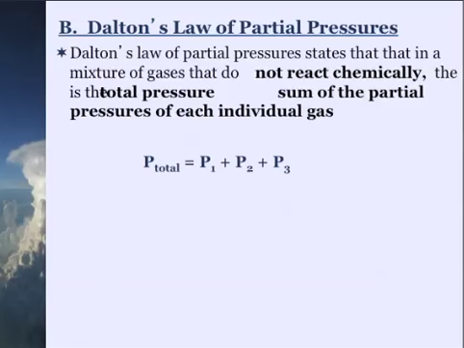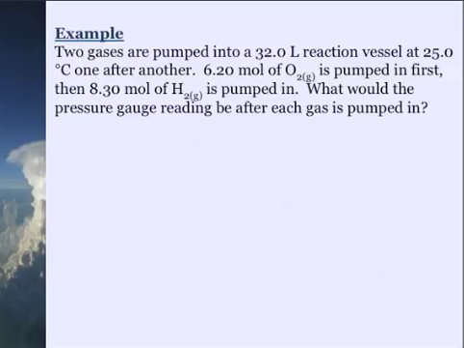Okay, so we're going to do an example of one of these sorts of calculations. For example, two gases are pumped into a 32-liter reaction vessel at 25 degrees Celsius, one after another. First, 6.2 moles of oxygen gas is pumped in. Then, 8.3 moles of hydrogen gas is pumped in. What would the pressure gauge reading be after each gas is pumped in?